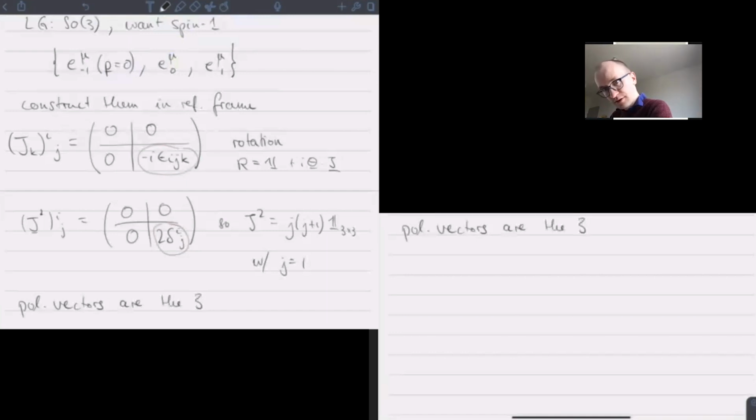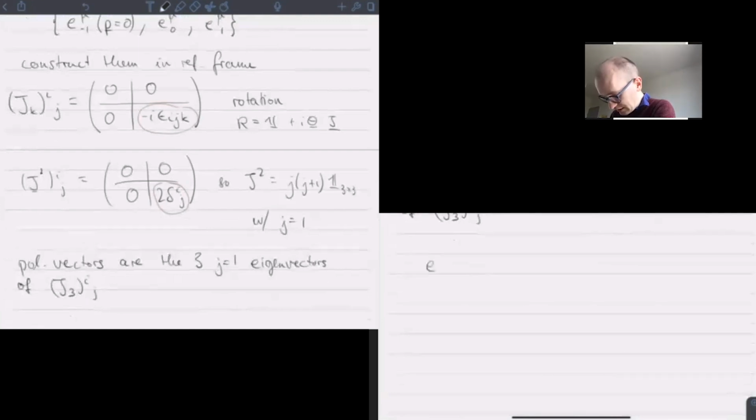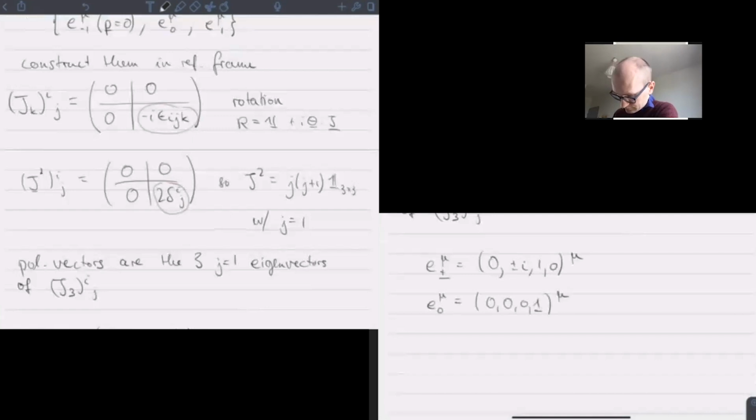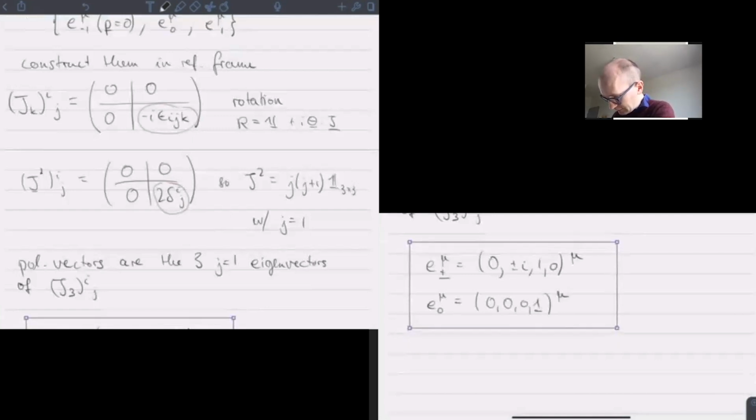So the polarization vectors are just the 3 J equal to 1 eigenvectors of J_K, so of J_K IJ. And in J3, of course, we want to have some quantization axis. If we write them out, what we find is E mu plus or minus 1 is equal to 0, plus or minus i, 1, 0 mu. And we find E0 mu, which is equal to 0, 0, 0, 1 mu. So these are our polarization vectors.